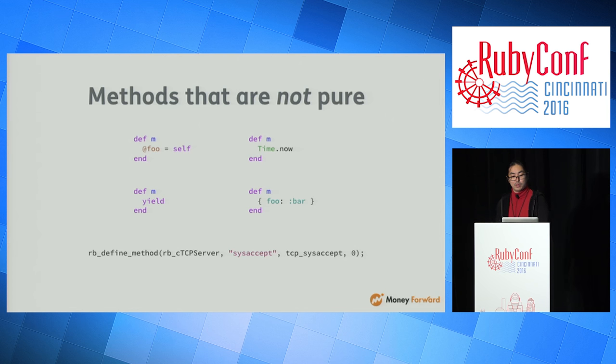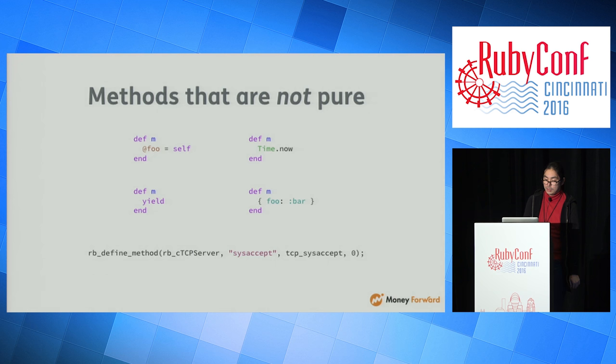Let's have some examples of methods that are not pure. The upper left one, the first one, is accessing an instance variable, so it's NG. The upper right one is calling Time.now, which is written in C, so it's also NG. The middle left one is yielding. It calls a block, it depends on the block, so it's NG. And the hash withdrawal, you might think it's okay, but in fact, it's calling a hidden C method inside. This is some implementation detail, but it's NG. And lastly, of course, the rb_define method, which is written in C, is NG.